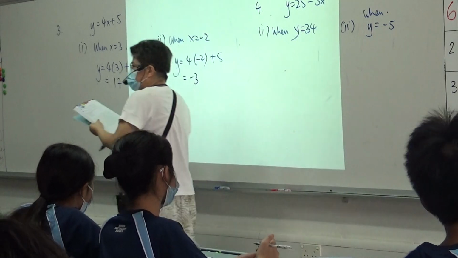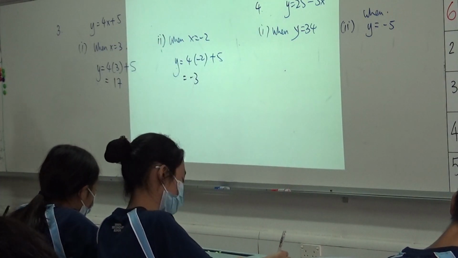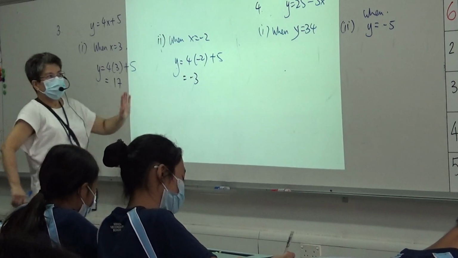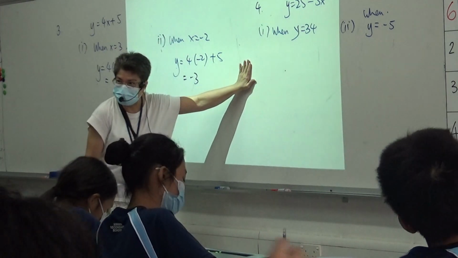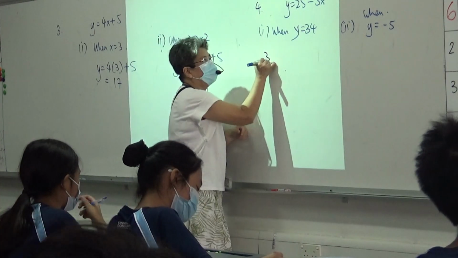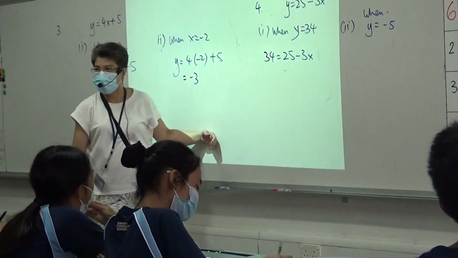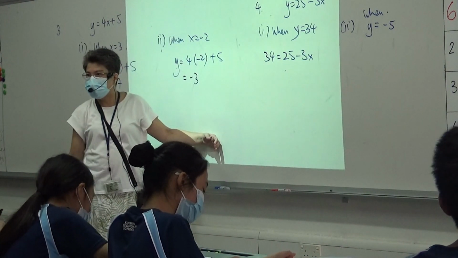When they give you y, that means they give the outcome. What should be my x? Can I do the first one for you so that you know what's happening? Now, y 34 means what? 34 equals to 25 minus 3x, right? What am I solving for now?